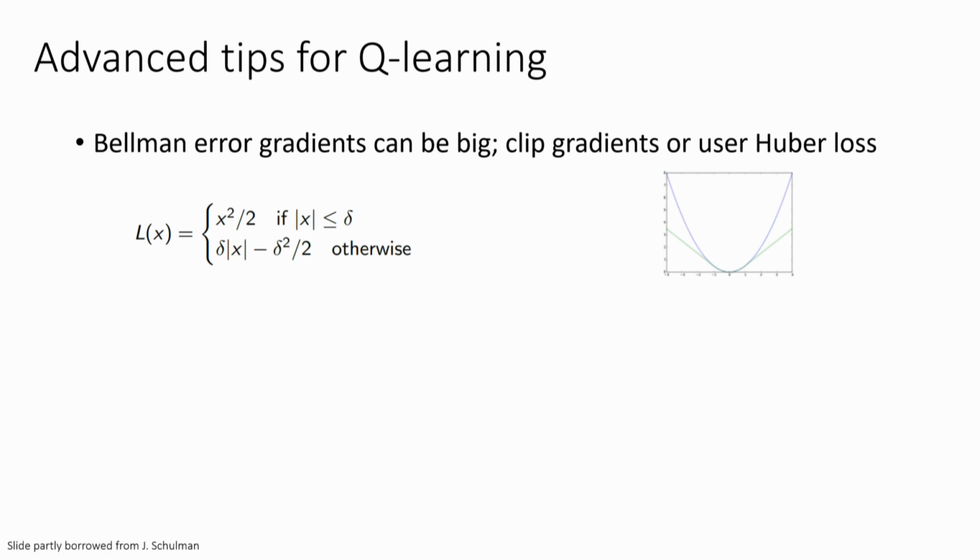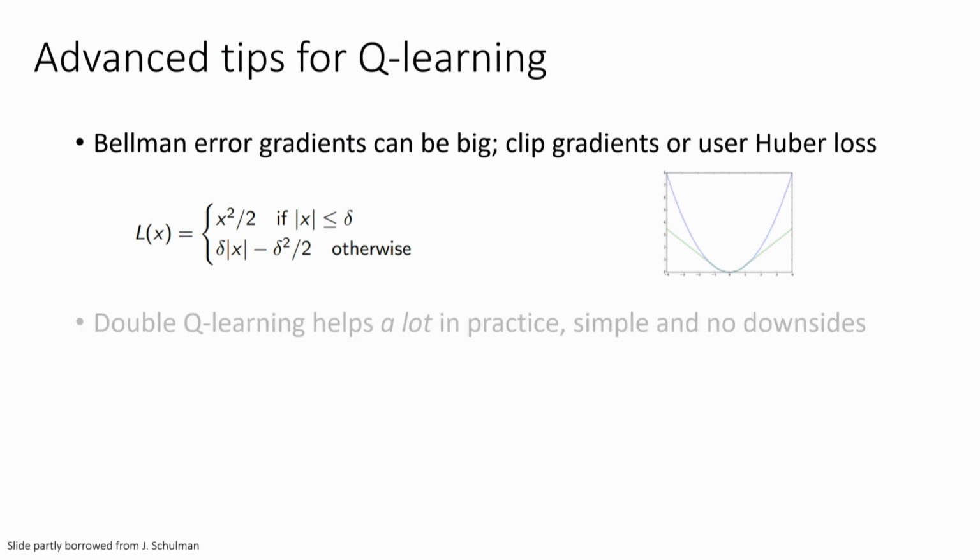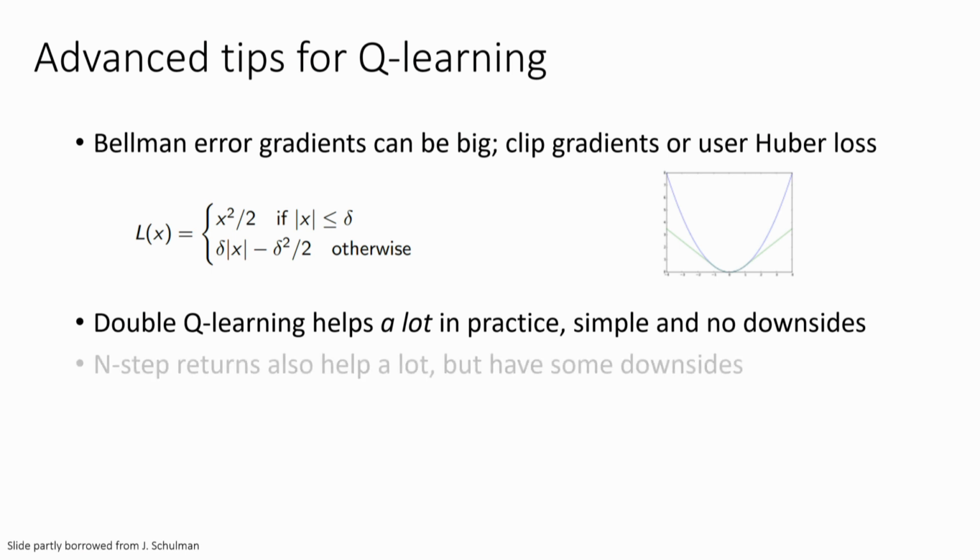Bellman error gradients can be pretty big, so oftentimes with Q-learning it's very helpful to either clip your gradients or use a loss that doesn't keep getting bigger and bigger further from the optimum, like a Huber loss. A quadratic loss is basically a parabola. A Huber loss looks like the absolute value function with a little rounded dip at the bottom. That makes sure that your gradients don't just keep getting bigger and bigger the further away you are from zero error. Double Q-learning helps a lot in practice. It's very simple, and there's basically no downside to it, so you should always use it. N-step returns can also help a lot, but they do have some downsides, so you should not always use them, but you should frequently use them.